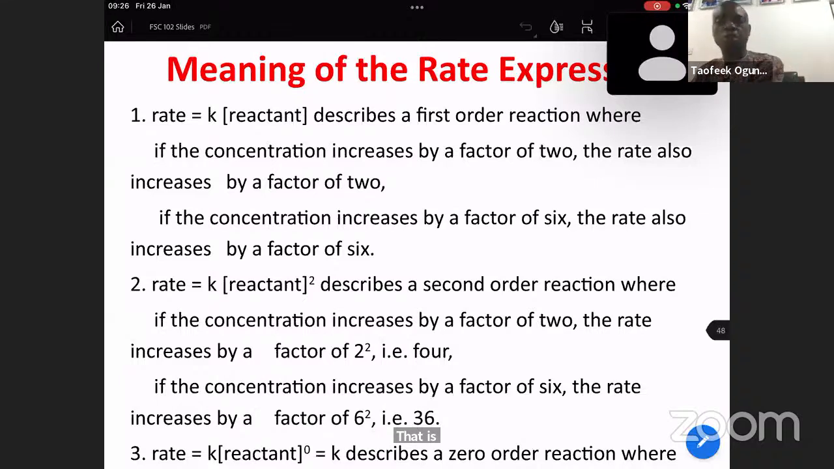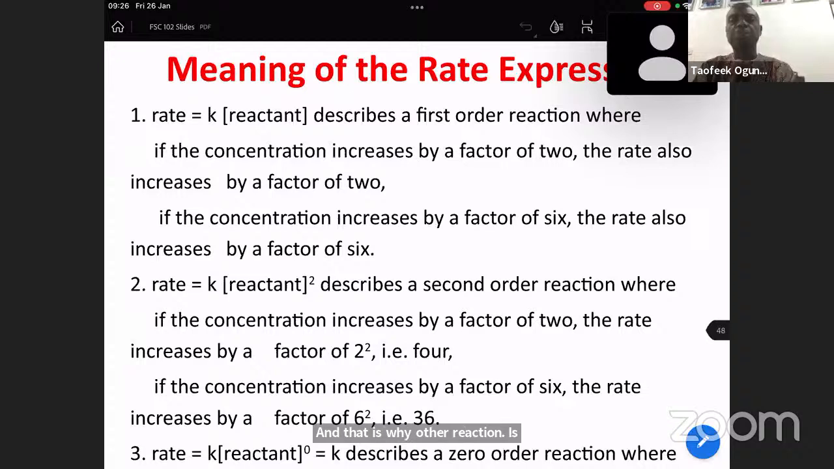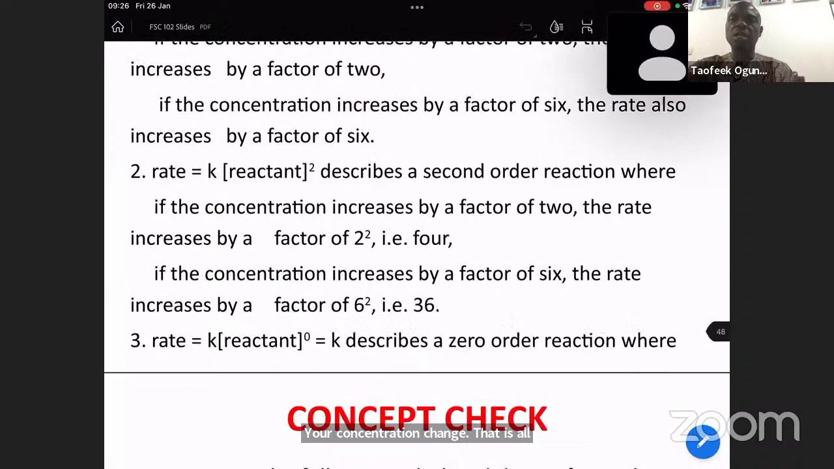And that is how the relationship between change in concentration and change in rate determines the rate of reaction. And that is why order of reaction is the relationship between change in concentration and change in rate. If you change your rate, by what fold does your concentration change? That is the order of reaction. And that is what we just demonstrated on this slide.